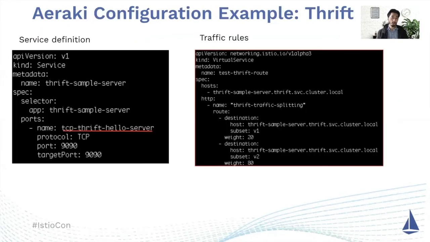Let's see how we could leverage Aeraki to manage Thrift traffic. You need to prefix the port name with tcp-thrift. Istio will create a TCP proxy for this service in the output Envoy configuration, and Aeraki is going to replace the TCP proxy with a Thrift proxy. For the traffic splitting use case we mentioned before, we can use our virtual service CRD to send the requests to the two subsets with the configured weight.